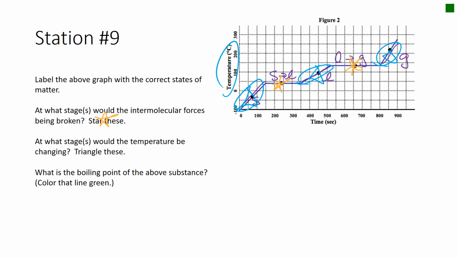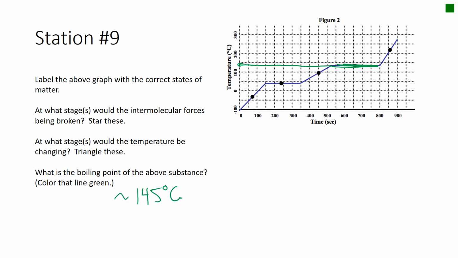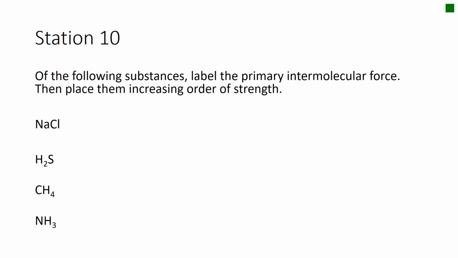Sorry. And what is the boiling point of the above substance? Boiling, I've got to think, goes from a liquid to a gas. So where on my graph is a liquid to a gas? My liquid to a gas is right here, which means that my boiling point is somewhere less than 150. So I would say maybe 145-ish, because each of these is an increment of 50. And if you get 140, that's fine too. All right, hopefully we did that one.